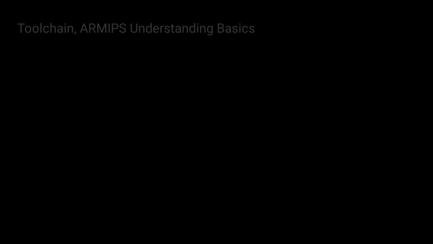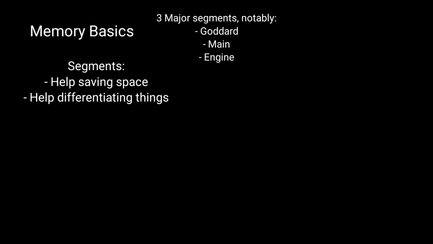Talking about location, let's talk about memory basics. In vanilla Super Mario 64, there are three major segments: Goddard, main, engine. Segments. Memory can be used properly, saving space according to what is necessarily needed to be loaded using segments. Majorly for level segments, this saves space in the RAM, which we will talk about more in future videos.